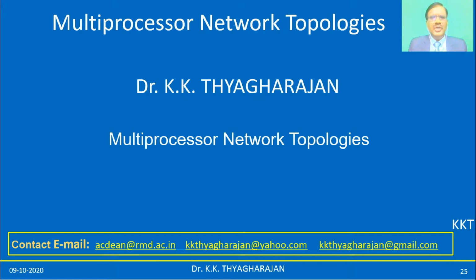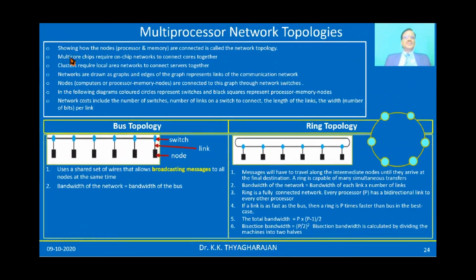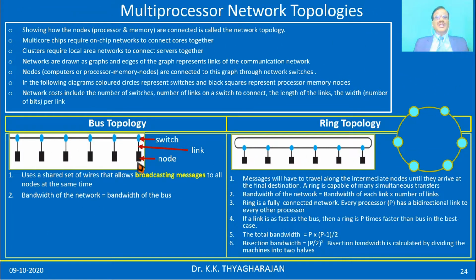In this video, I am going to explain the multiprocessor network topologies. In a network, we will have nodes like this, then switches. Showing how the nodes are connected is called the network topology. Here, a node may be only a processor or it may have a processor and memory.